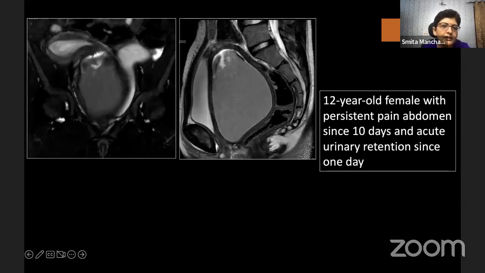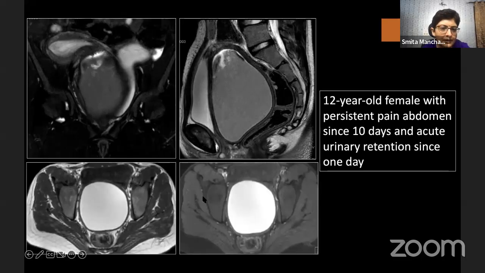You can see that this is the T2 sagittal image where this is the bladder and this is the vagina, which is distended with intermediate signal contents. There is a complete obstruction at the level of the distal vagina. This is the rectum. And here you can see that there is some degree of hematometra as well.